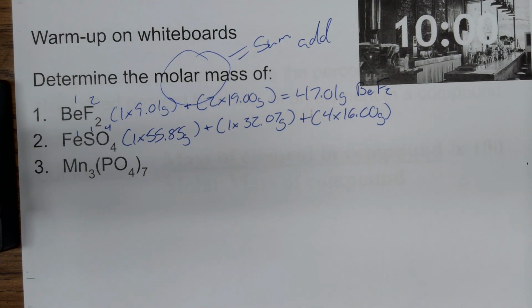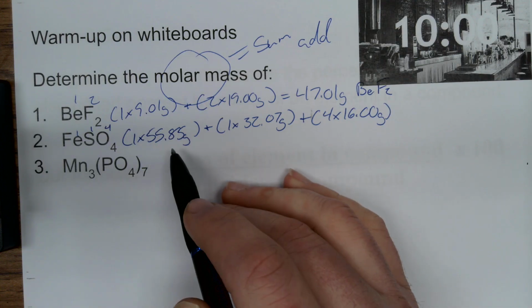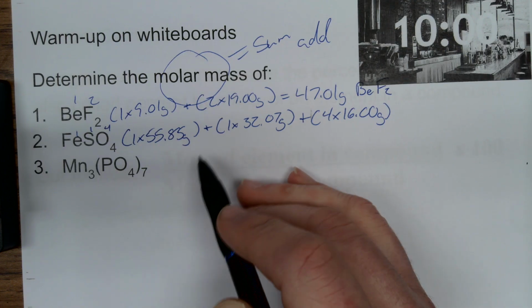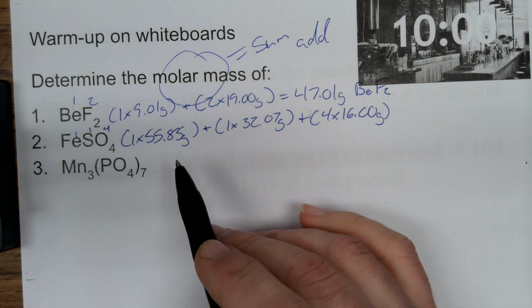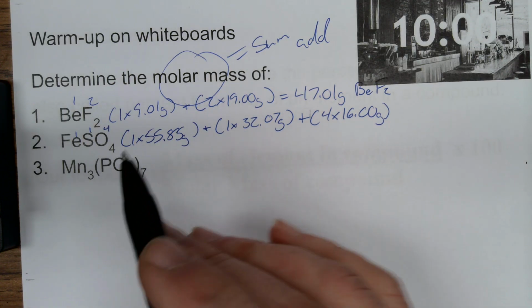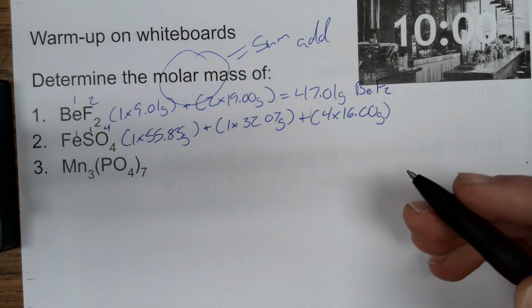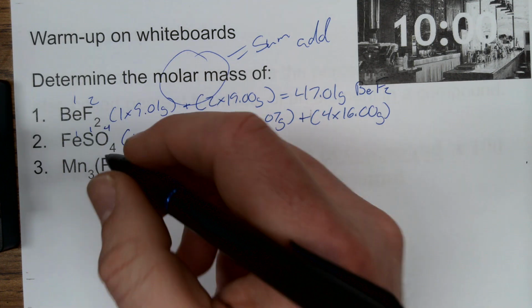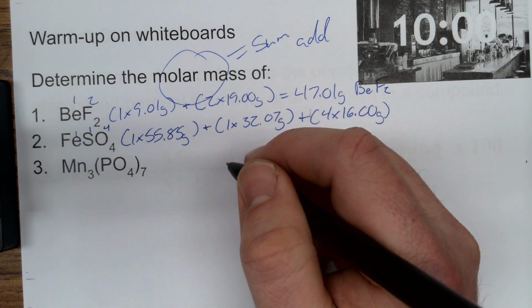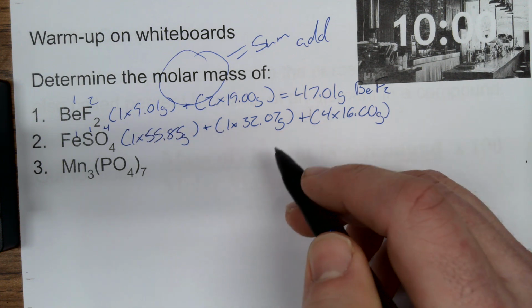I want you guys to get familiar with the process first. The second day we're working on this, yes, I know 1 times something always equals that something, right? 1 times 55.85 is always going to equal 55.85. Why am I bothering writing it out? Because I want us to link the process to it. As we do this more often, the faster you'll get with it. You may choose to skip the 1 times and just put the 55.85. But I want us to make sure that we understand the process that's going on.